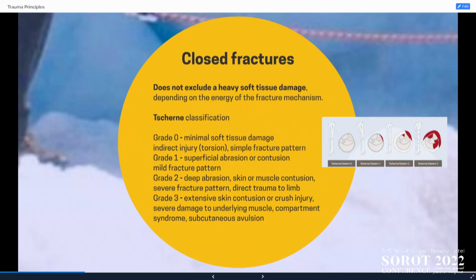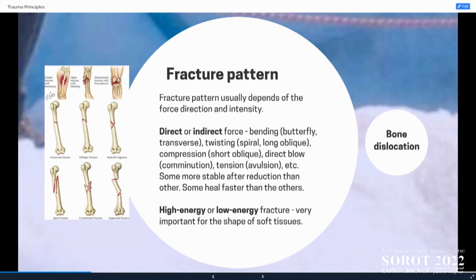When we are speaking about closed fracture, especially in the lower extremity, it still doesn't mean that the soft tissues aren't compromised. So we have the Tscherne classification that also classifies the soft tissue damage on the bone trauma. When we speak about the fracture pattern, how we are going to treat it depends a lot on the fracture pattern, and it depends on our surgical technique.